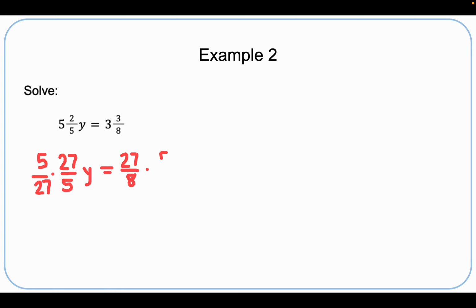Multiply our other side by 5 over 27. These fractions cancel out, and we have y equals, and we can cancel out these 27s, and then we're left with 5 over 8. So y equals 5/8.